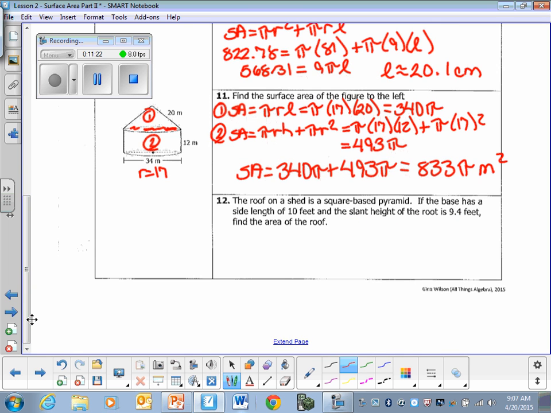All right, the roof of a shed is a square-based pyramid. The base has a side length of 10 feet, and the slant height of the roof is 9.4 feet. Find the area of the roof. Now, again, it's a square-based pyramid, but I'm only talking about the roof itself, which is the lateral area of the pyramid. Lateral area of a pyramid is 1/2 the slant height times the perimeter. So 1/2 times 9.4, and they did say it's a square, so 4 times 10 is 40. 0.5 times 9.4 times 40, 188 feet squared.